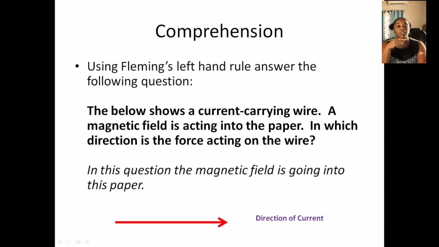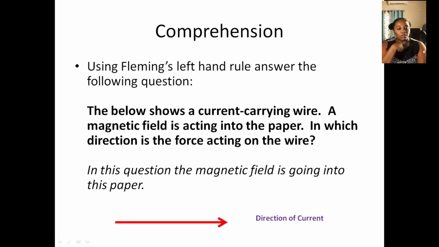Right, so using Fleming's left hand rule, answer the following question. It says, the figure below shows a current carrying wire. A magnetic field is acting into the paper. In which direction is the force acting on the wire?